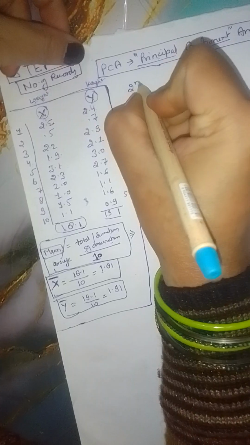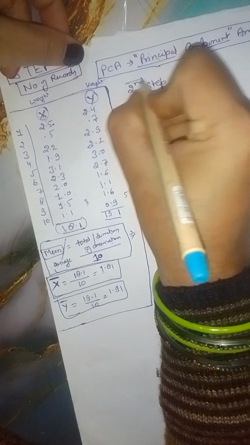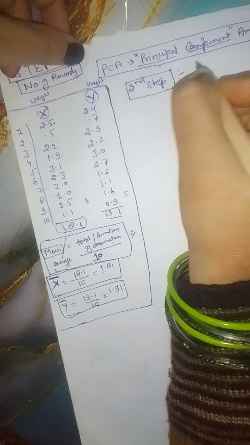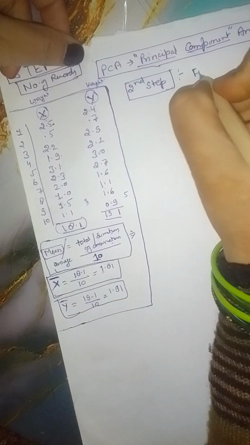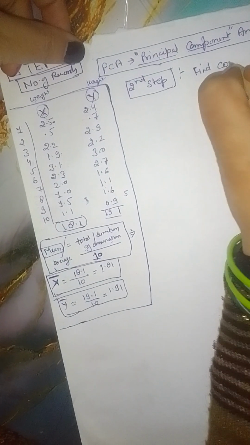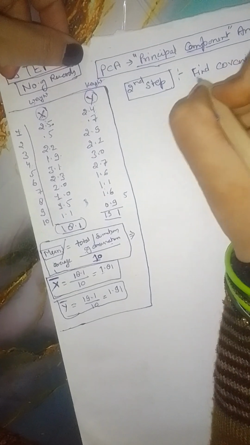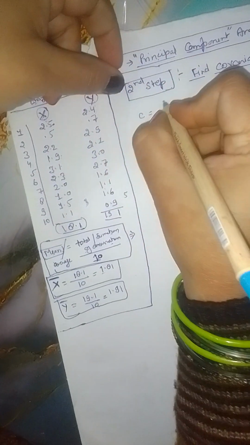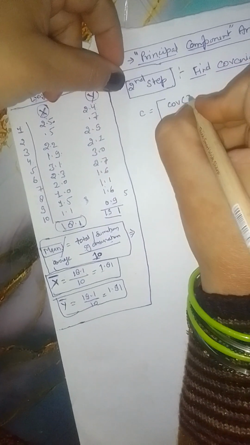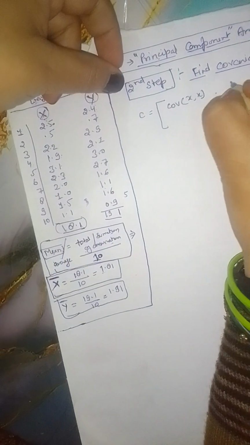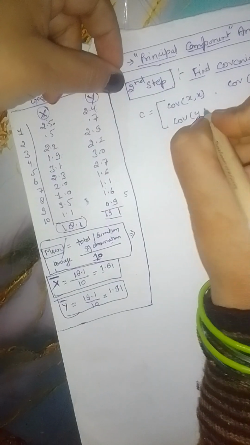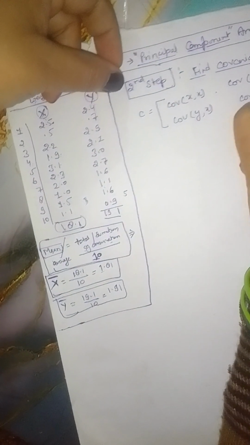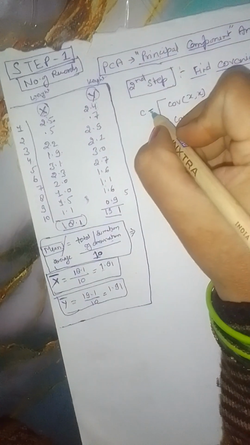Now the second step. In the second step we will find the covariance. What would the covariance be? Covariance C is equal to covariance x x, covariance x y, covariance y x, covariance y y, fine. So this is the covariance, fine.